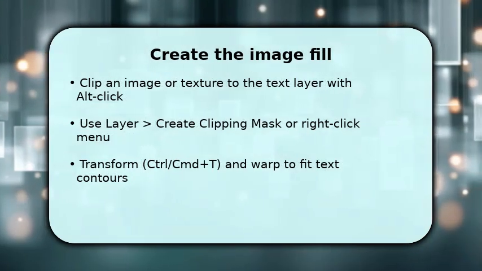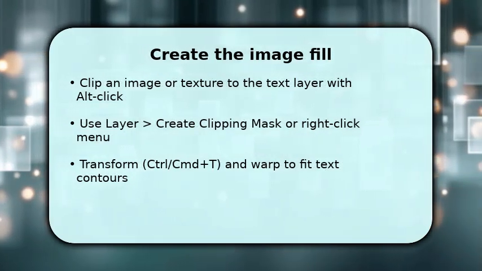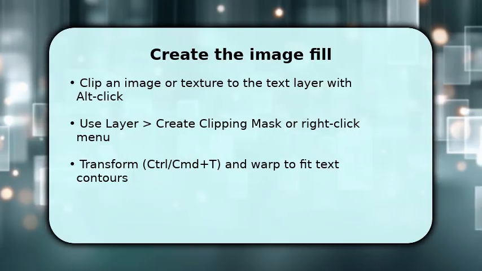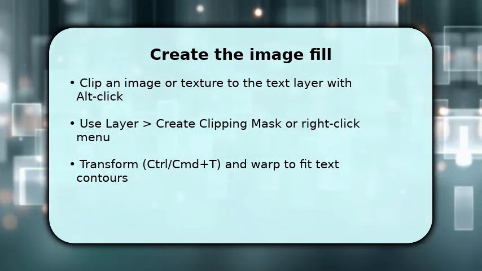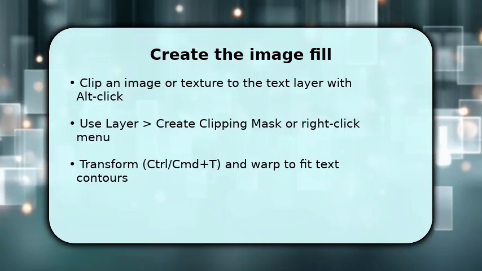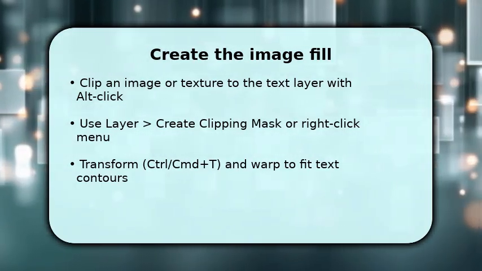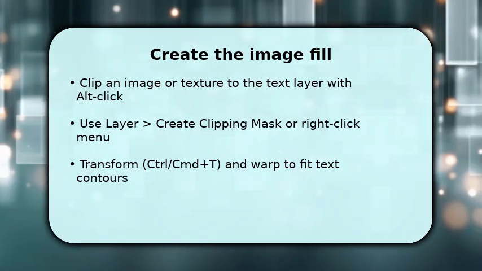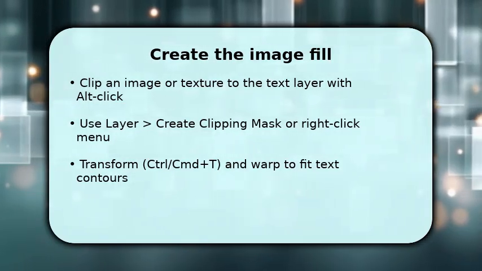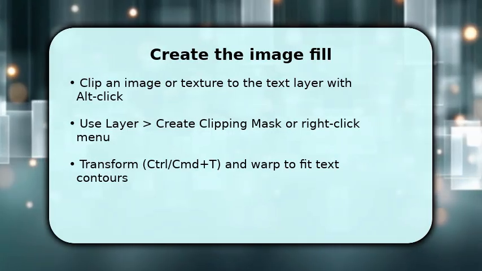Next, you place the image you want inside the letters above the text layer and create a clipping mask so the image is confined to the text shape. Make sure the image layer is directly above the text layer and Alt-click (Option-click) between layers, or choose Create Clipping Mask from the menu. Then use Free Transform and Warp to scale and curve the image inside the letters.